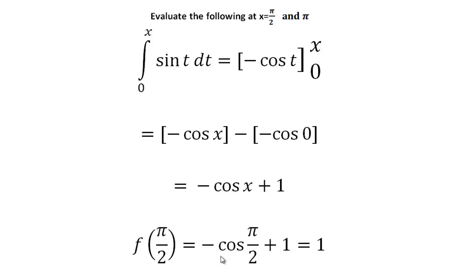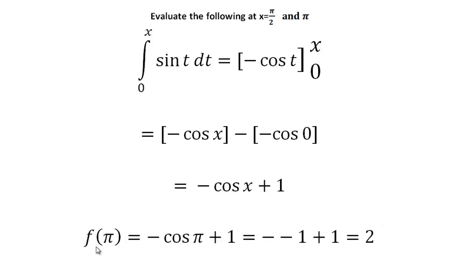And F of pi over 2, the area from 0 to pi over 2, would be negative the cosine of pi over 2 plus 1, which is 0 plus 1, or 1. So the area between 0 and pi over 2 of this function is equal to 1. In a similar way, the integral from 0 to pi of sine t dt is equal to F of pi, so that's negative the cosine of pi plus 1, which is the negative of negative 1, or 1, plus 1, which is 2. So the area from 0 to pi is actually equal to 2.